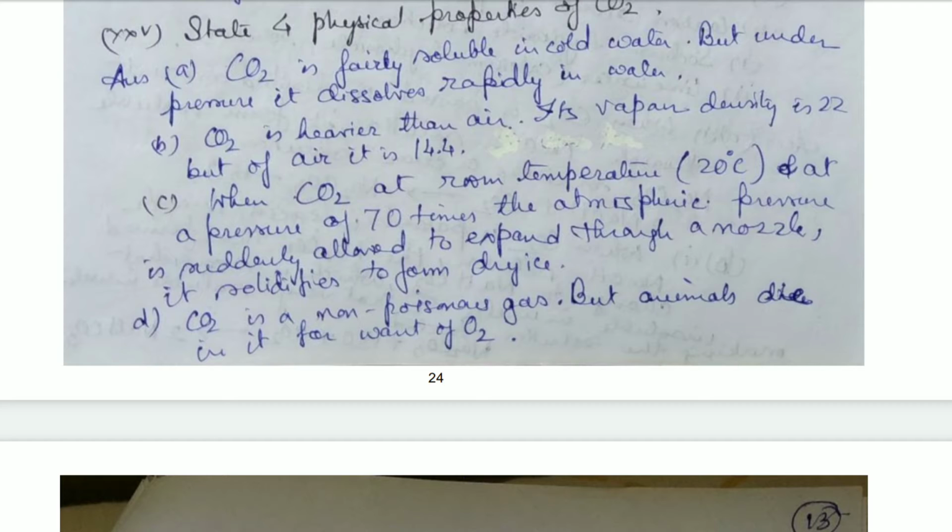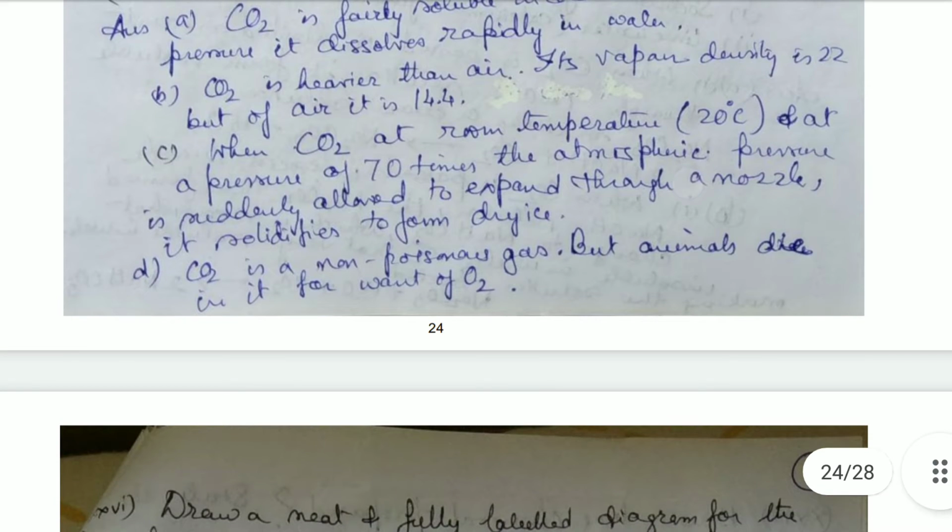Then when carbon dioxide is at room temperature, around 20 degrees centigrade, and at a pressure of 70 times the atmospheric pressure, and is suddenly allowed to expand through a nozzle, it will solidify into dry ice.